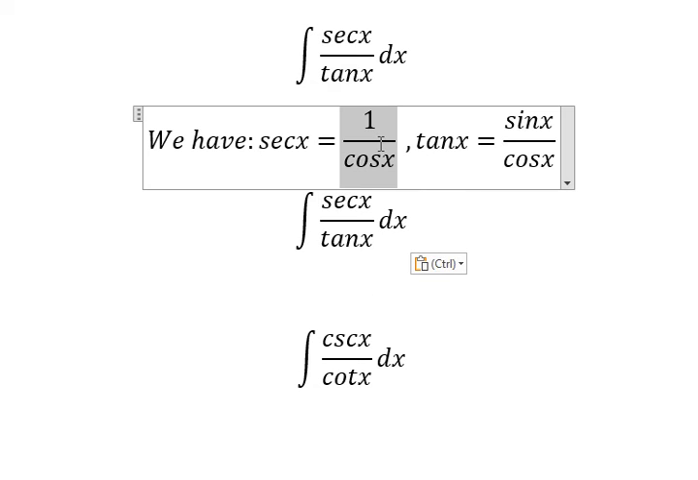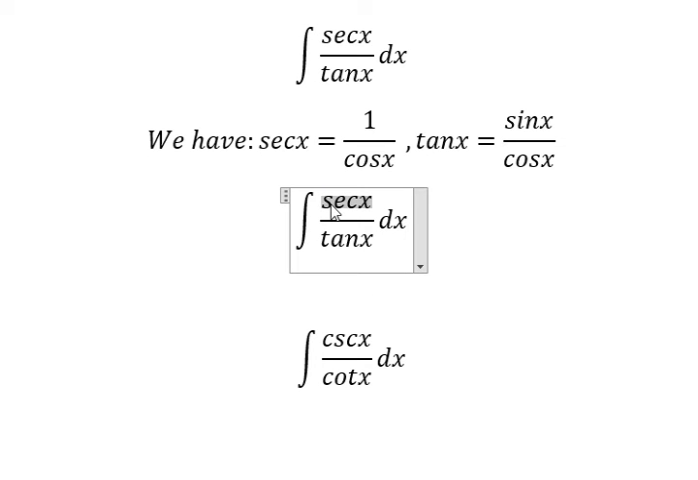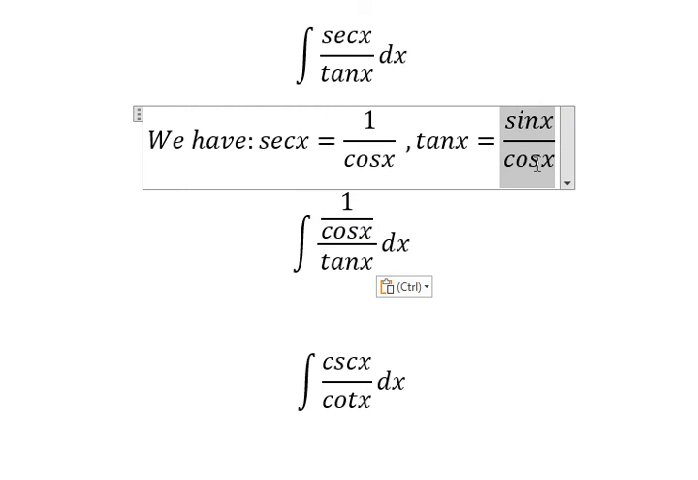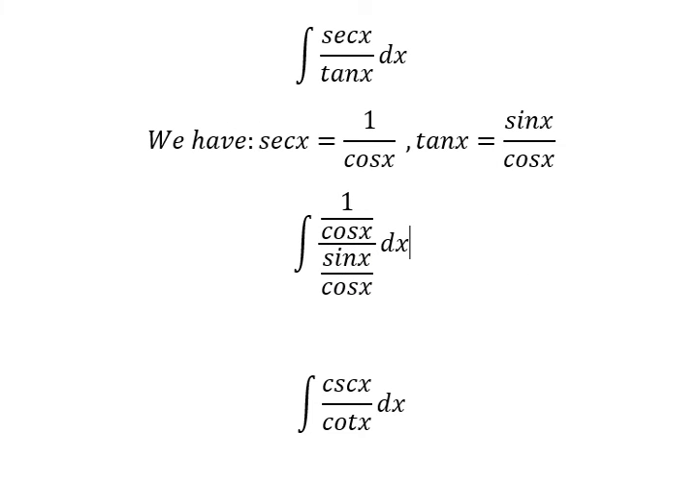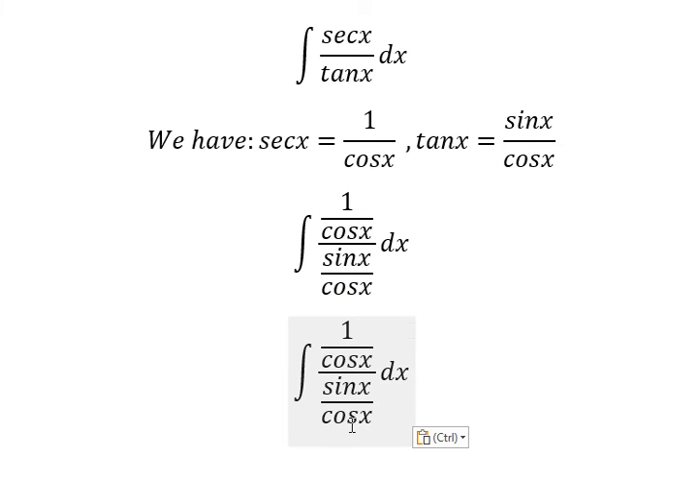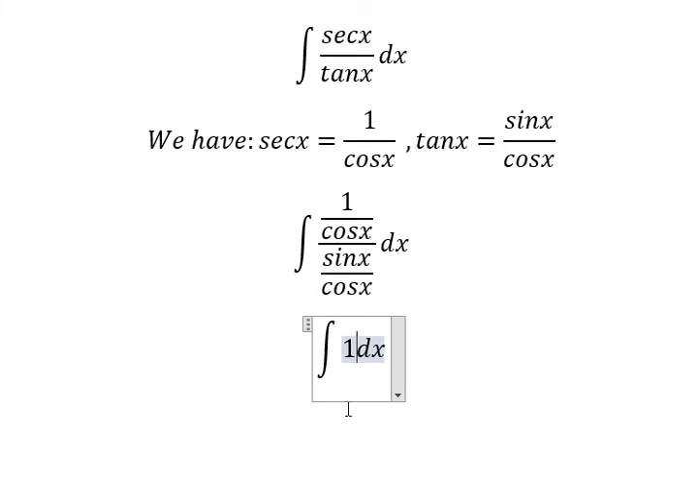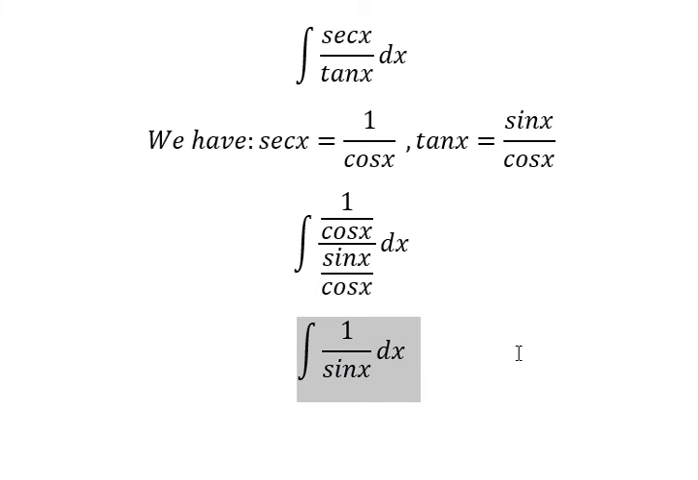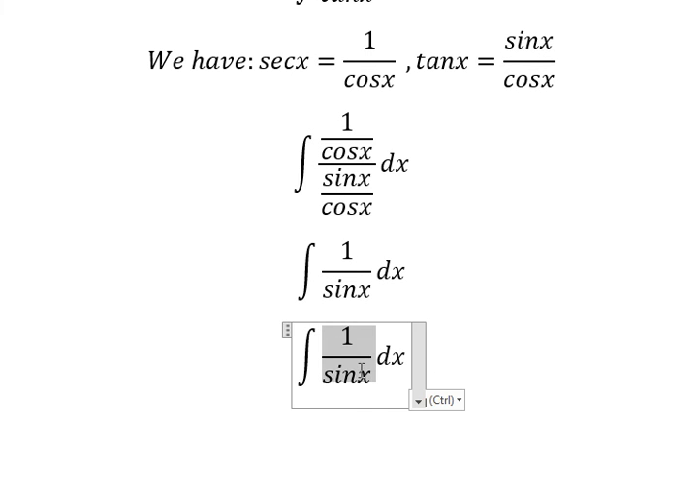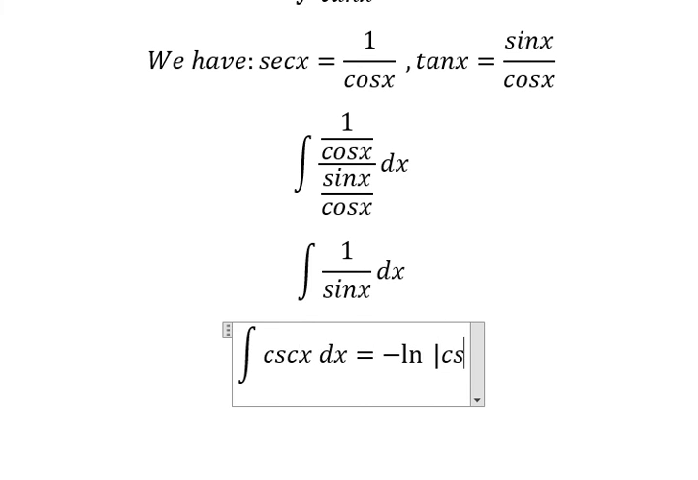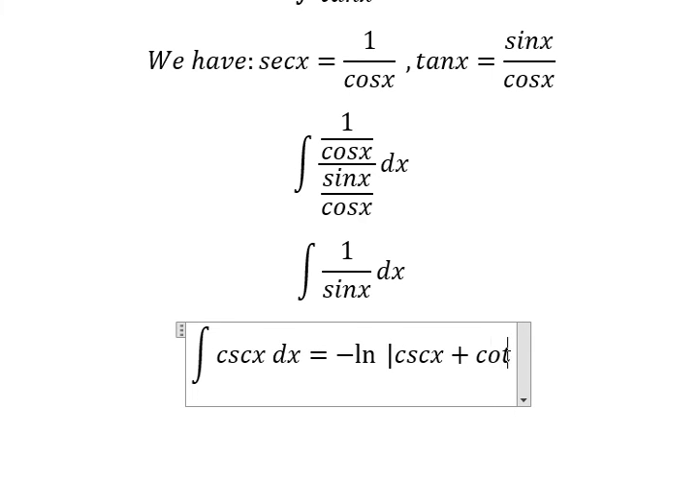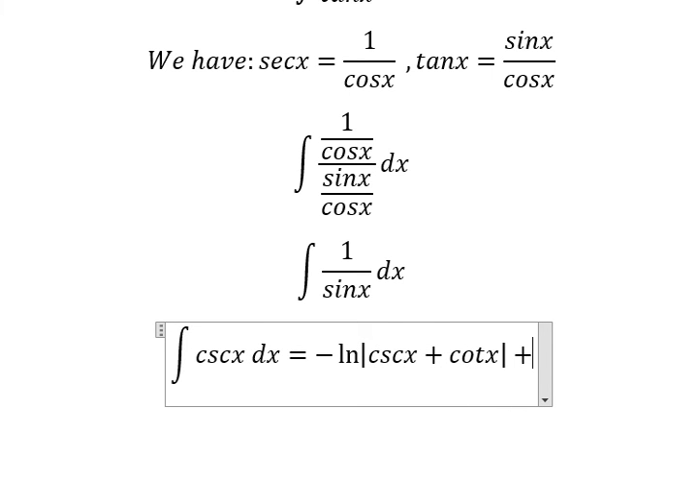So this one I will put in here. Tan x we change by this one. So cosine x we simplify, and this one we have cosecant of x. The integration of this one we have negative ln of the absolute value of cosecant of x plus cotangent x, and I will put plus c.